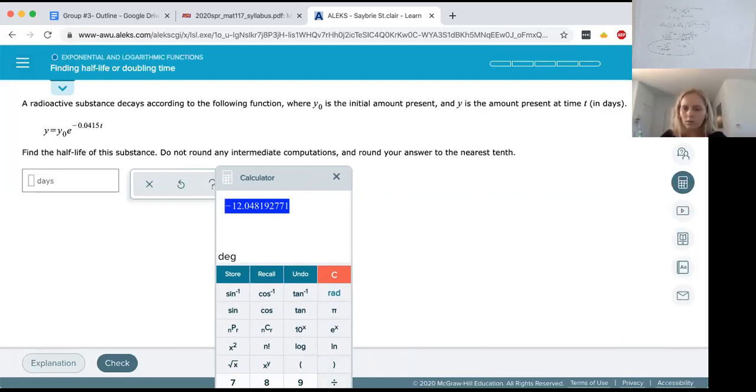Yeah, you're gonna have a lot more work to do. Negative 12.0, right? 6 hours a day. Negative. That's not good to have a negative.